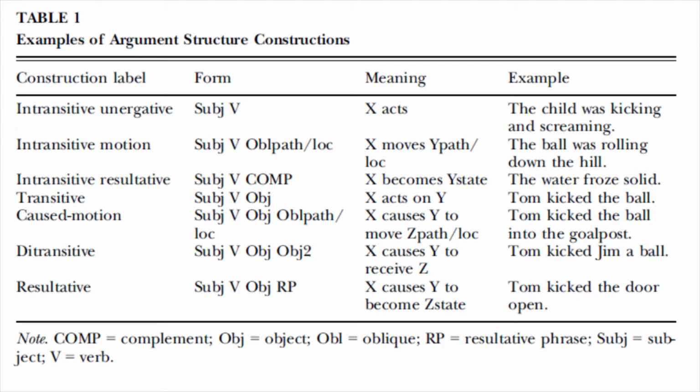So yeah, we've got the intransitive unergative. The child was kicking and screaming, and the form of that is basically subject verb. And the underlying meaning of this form, this structure, is X acts. Something just does something, like I'm running, or Shanti laughed. You've got the intransitive motion, which is a subject, verb, and then path or location. The ball was rolling down the hill. And the meaning of the structure is X moves, path or location.